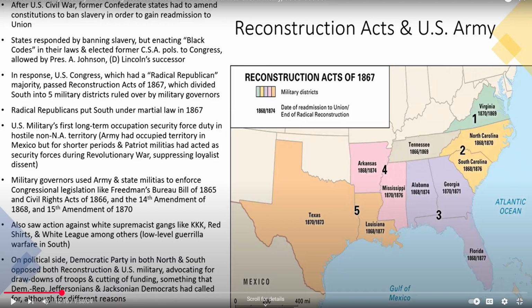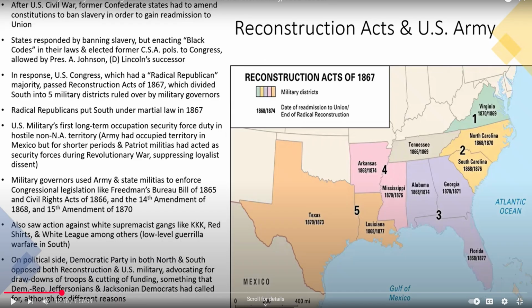And this is really the U.S. military's first long-term occupation security force duty in hostile territory that was not Native American territory. The U.S. had briefly occupied some territory during the U.S.-Mexican War in the 1840s, but the amount of territory they were occupying was much smaller. It was small portions of Mexico that they were occupying rather than an entire region like you're seeing here.